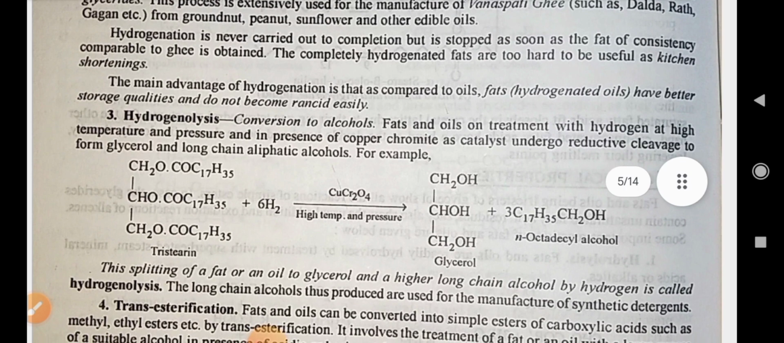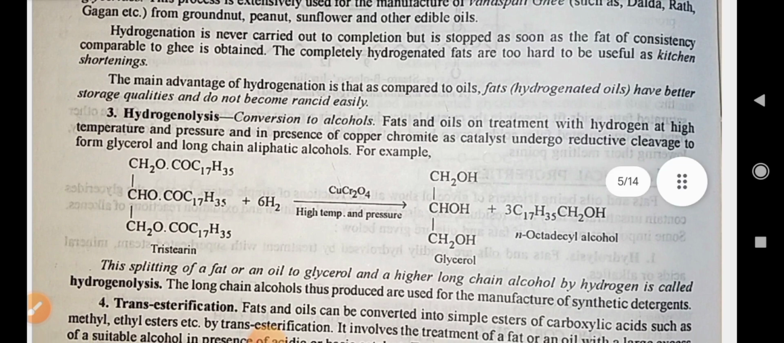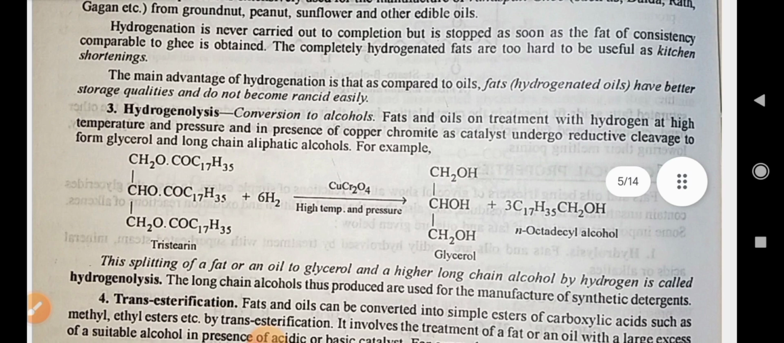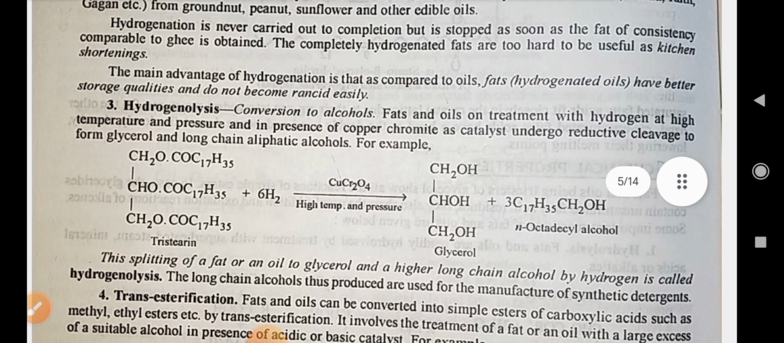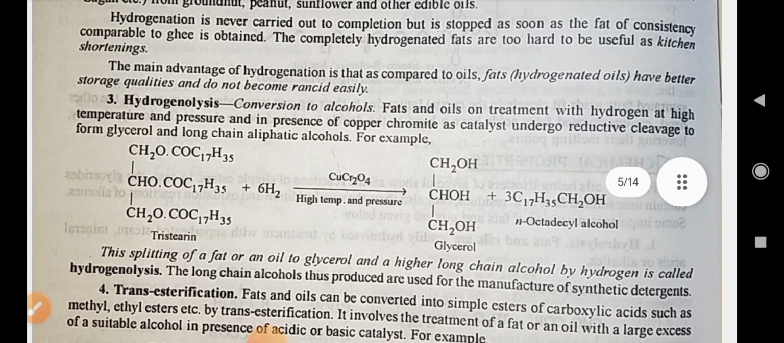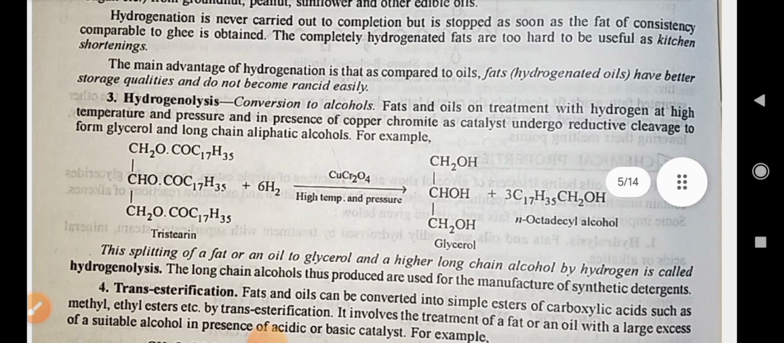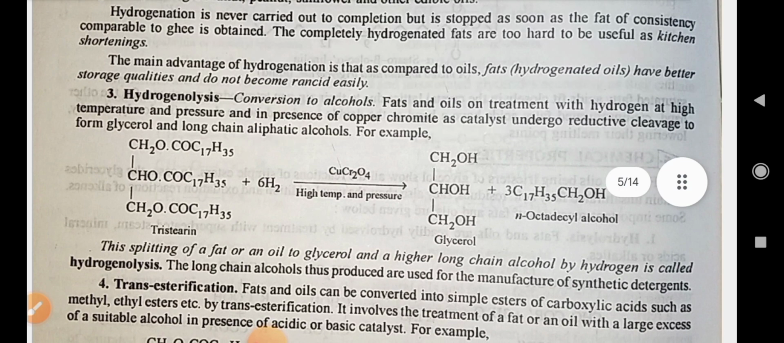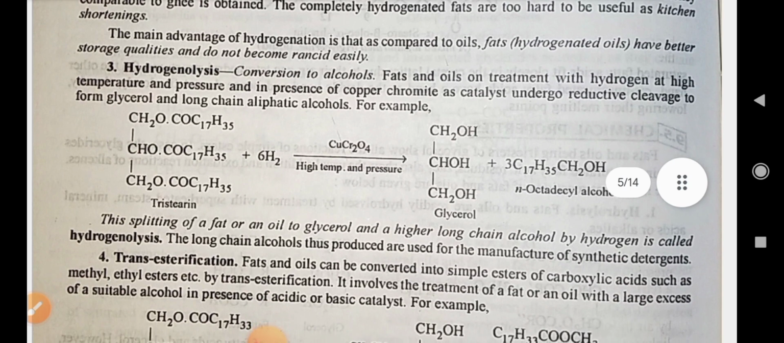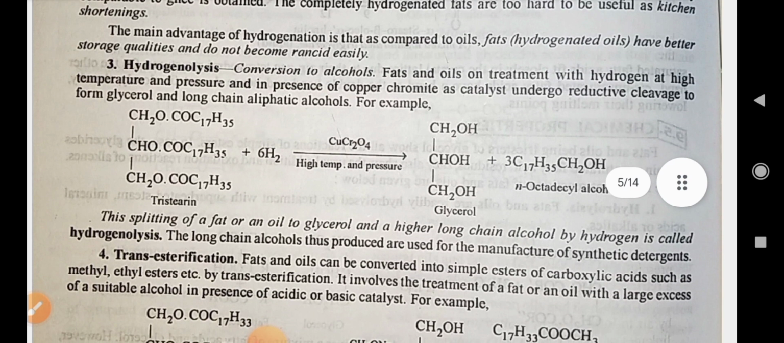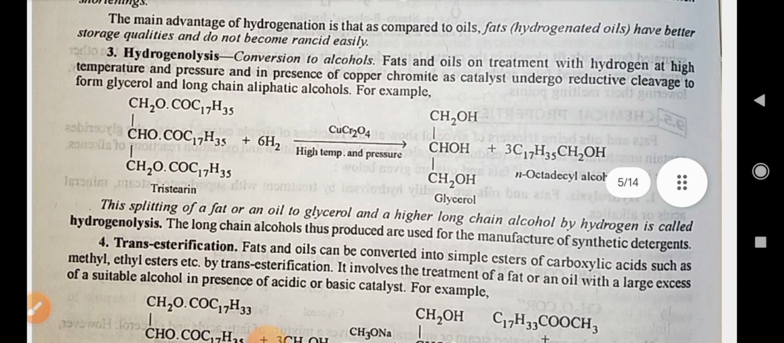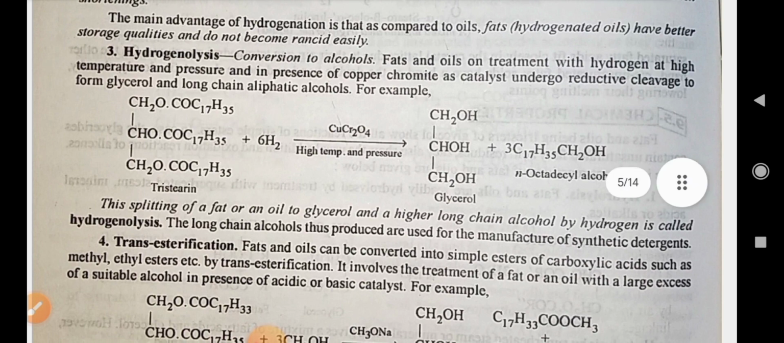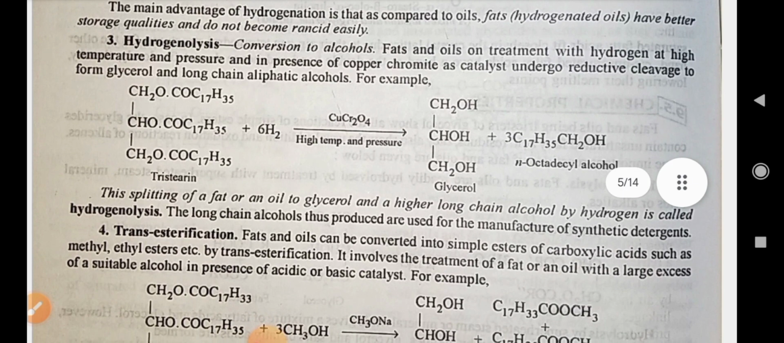Hydrogenation is never carried out to completion, but it is stopped as soon as fat of consistency comparable to ghee is obtained. Completely hydrogenated fats are too hard to be useful as kitchen shortenings. The main advantage of hydrogenation is that compared to oils, hydrogenated fats have better storage qualities and do not become rancid easily. Hydrogenolysis.